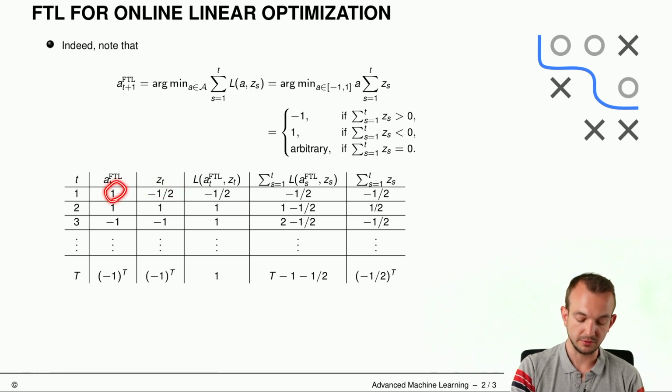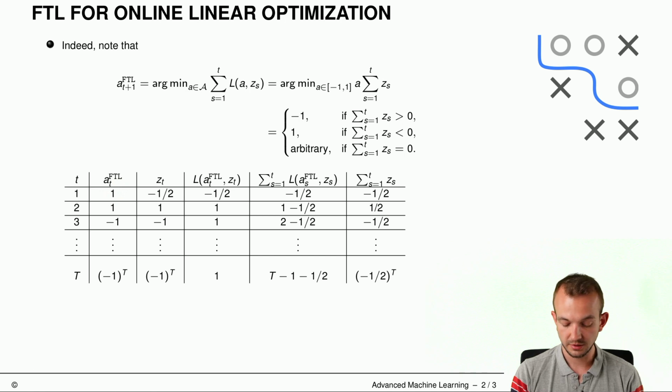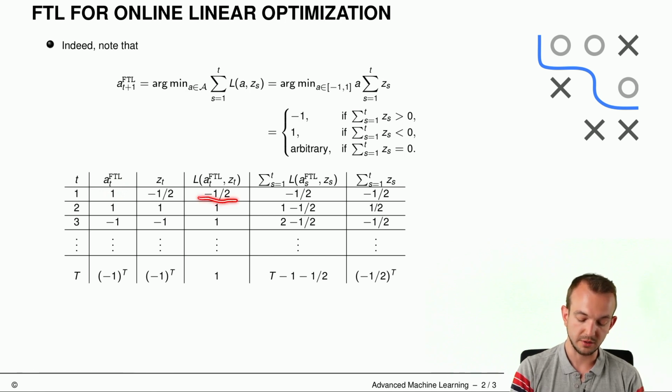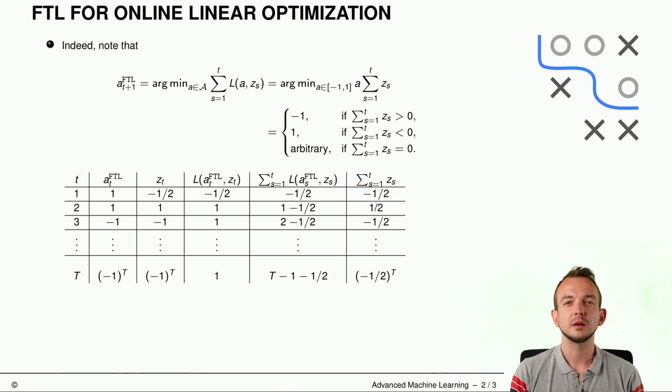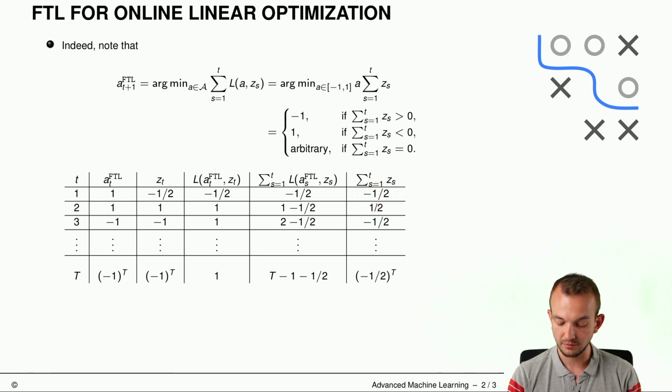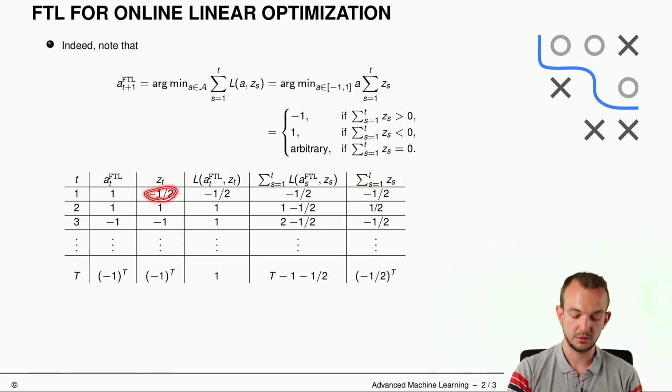Yeah? So if we would have used here something different, we would have suffered a higher loss, but the choices after that wouldn't have been affected by this, because the next choice is only depending on the environmental data points, or the sum over the environmental data points and their sign.